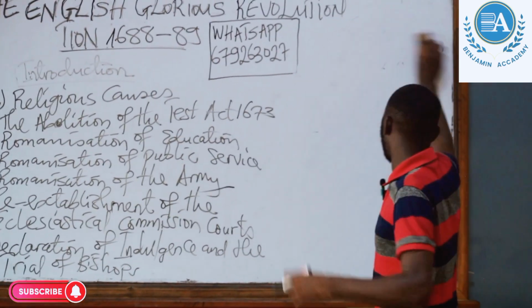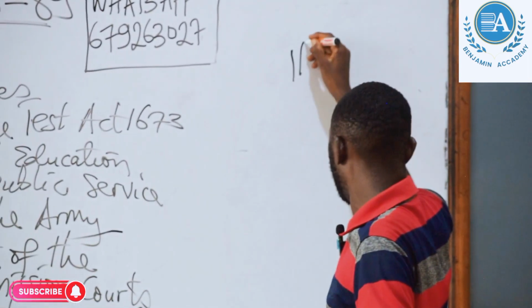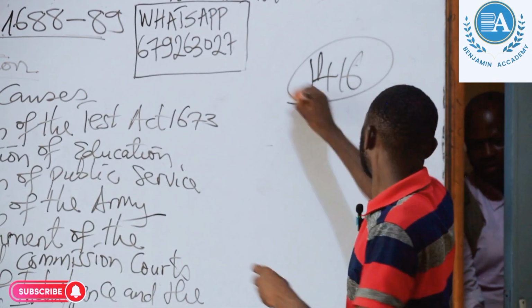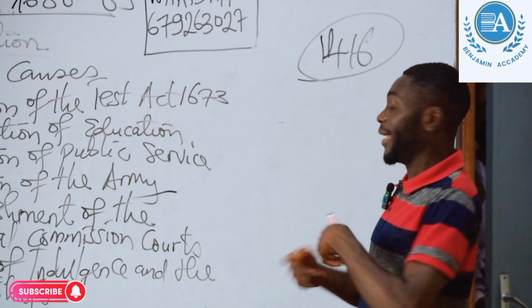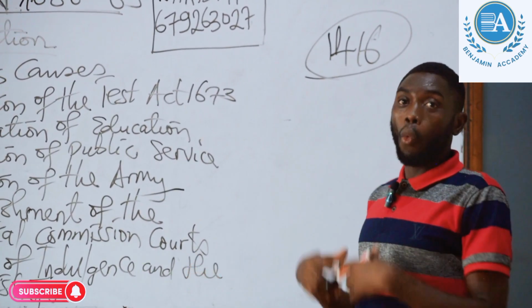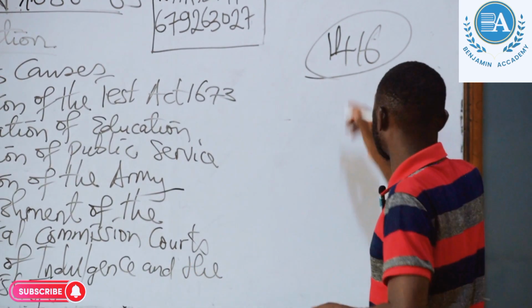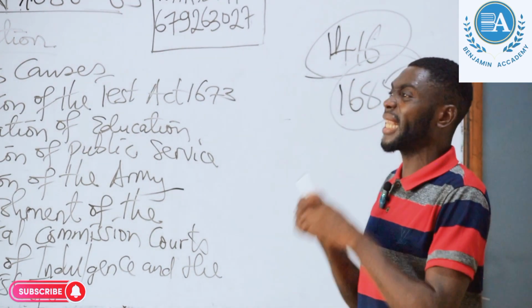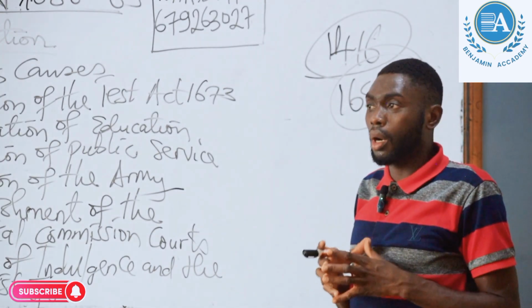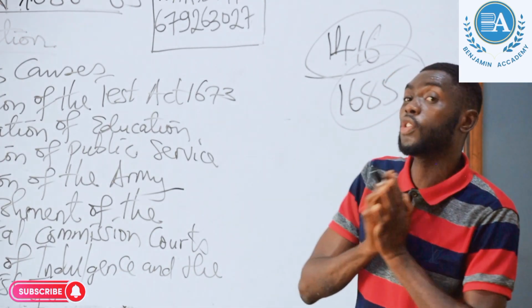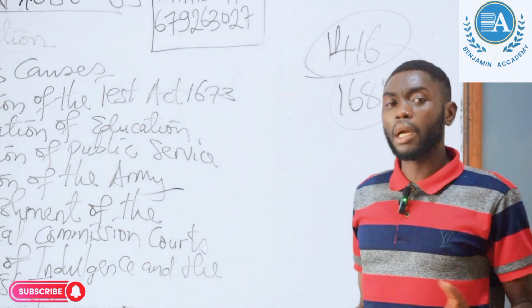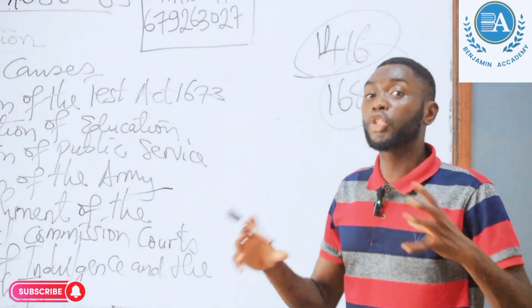Before James came to power, the Ecclesiastical Commission Court had been abolished in England in the year 1416. James came and re-established this court in the year 1685 when he came to power. He re-established the Ecclesiastical Commission Court that was abolished in 1416 in England, and he was now using the court as an instrument of arbitrary rule.